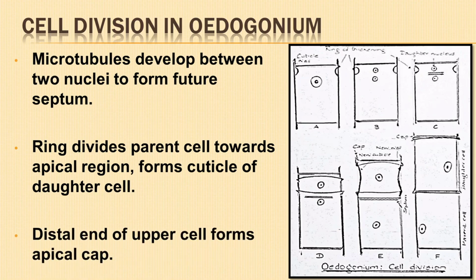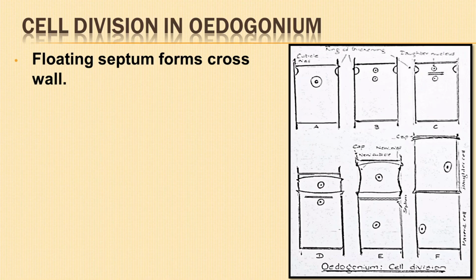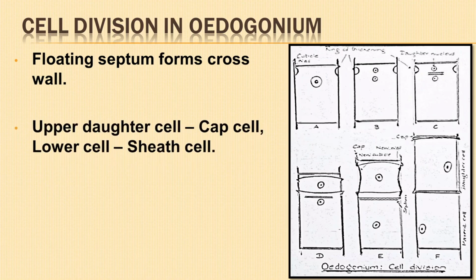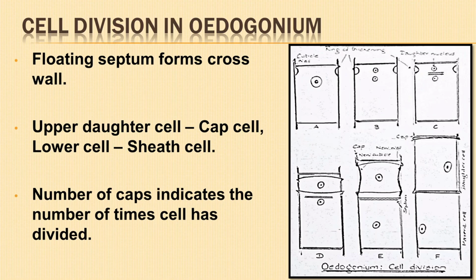The distal end of the upper cell contains a small portion of the old parent wall, which forms the apical cap. The floating septum develops into a mature cross wall. The upper daughter cell is known as the cap cell and the lower cell is the sheath cell. The number of caps on a cell indicates the number of times a cell has divided.